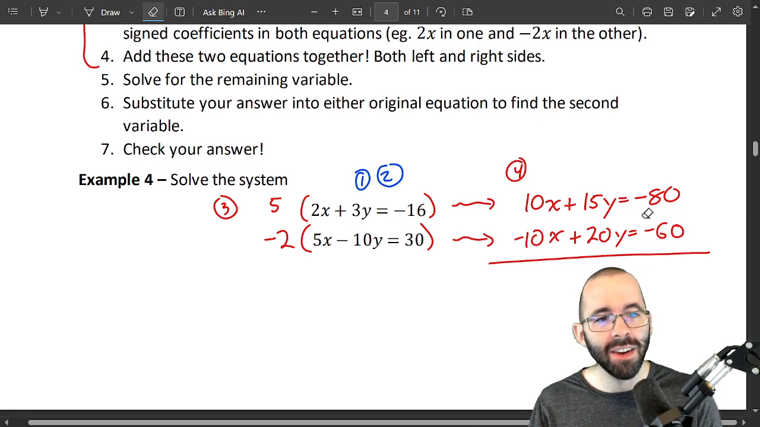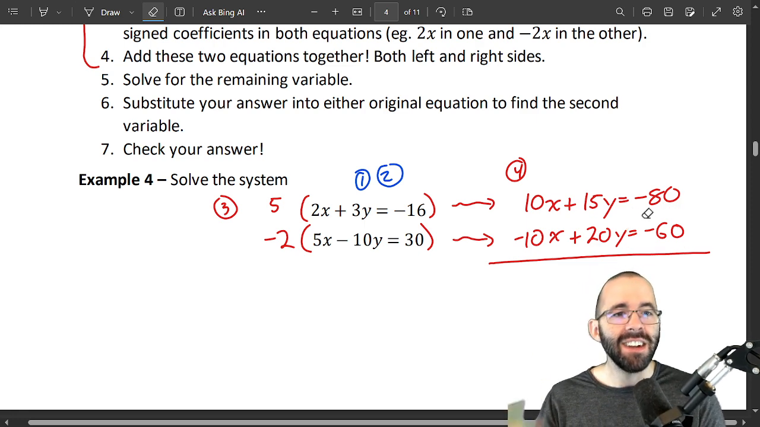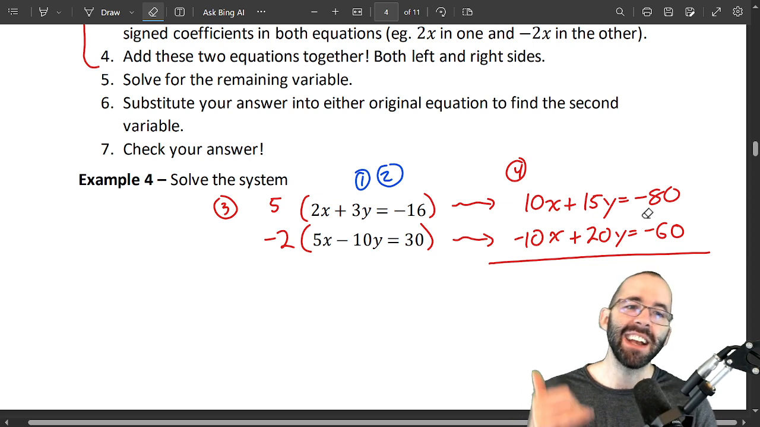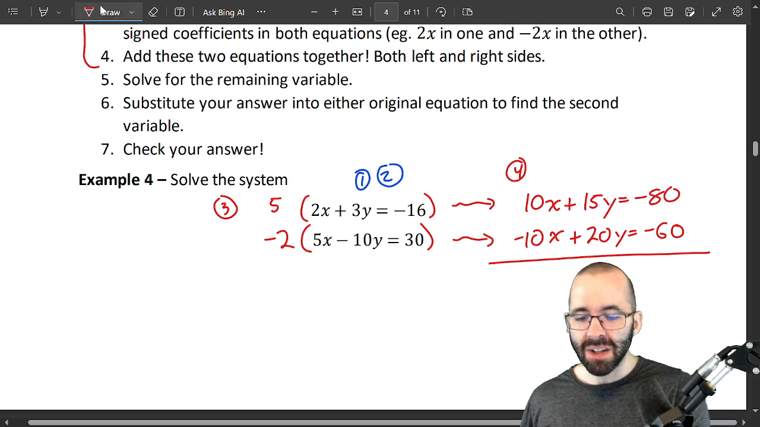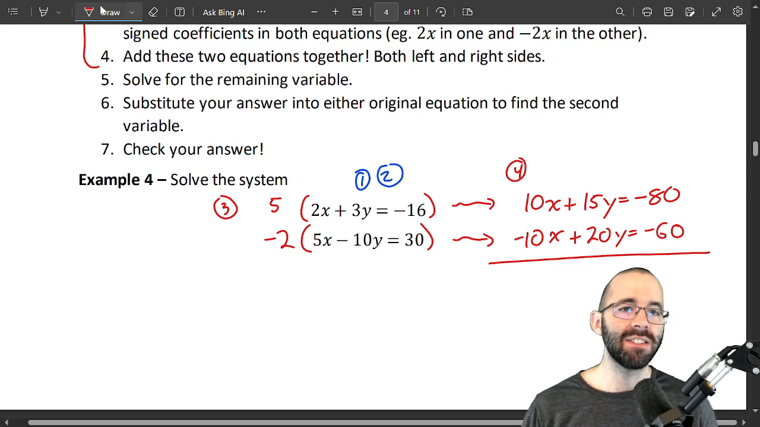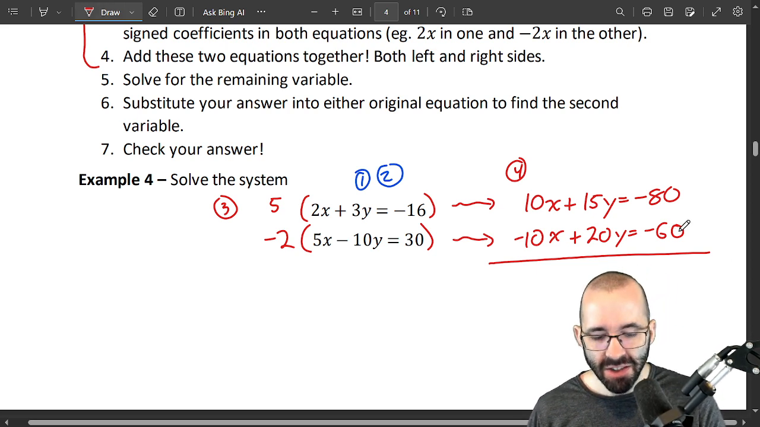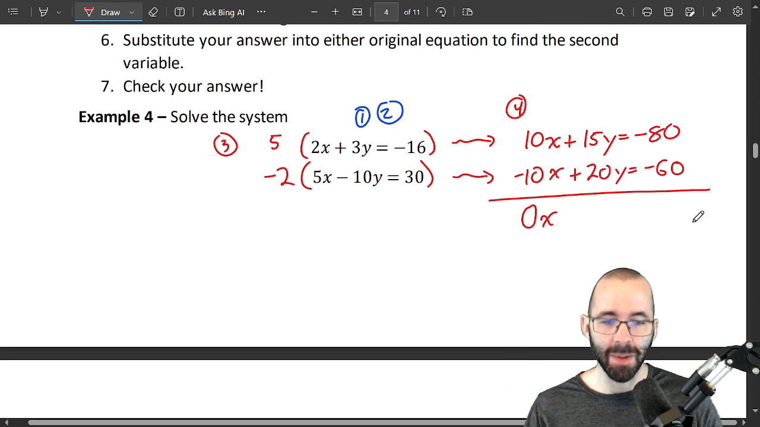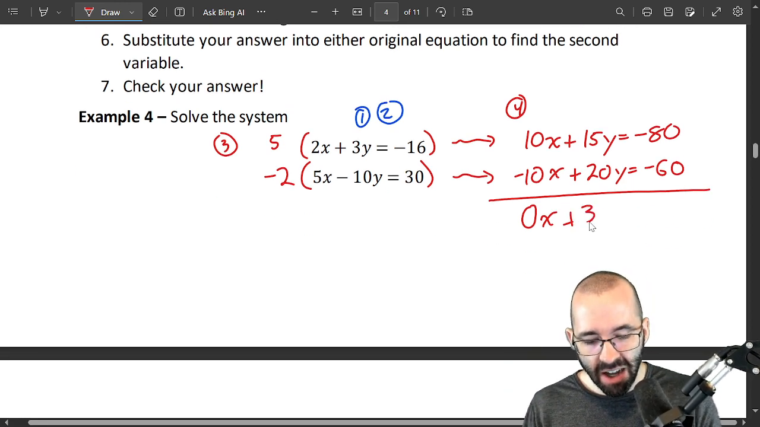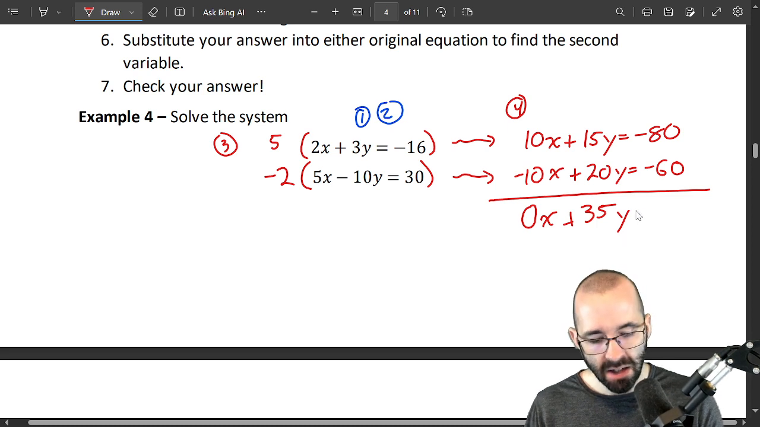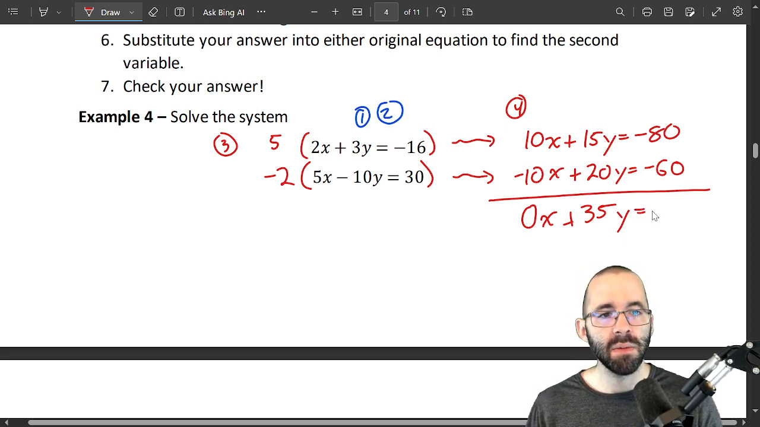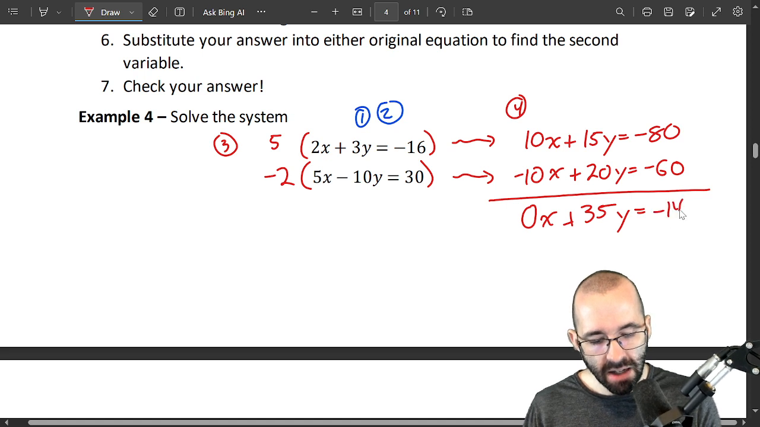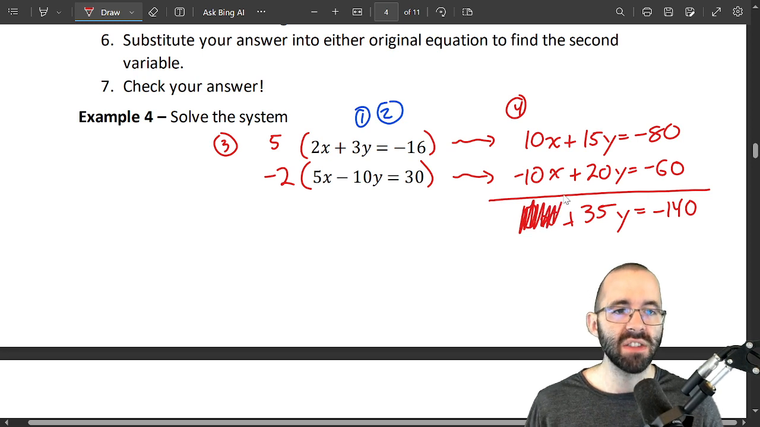They look different, but notice that they are equal to each other. Negative 60 is the same thing as negative 10x plus 20y. So we really are just adding the same thing to both sides of the equation. When we add these two equations together, we now have 0 x's. That's nice. No more x's to worry about. Plus 35 y's. On the right-hand side, negative 80 plus negative 60 is negative 140. We don't even have to write 0x. 0x is nothing. That's gone.